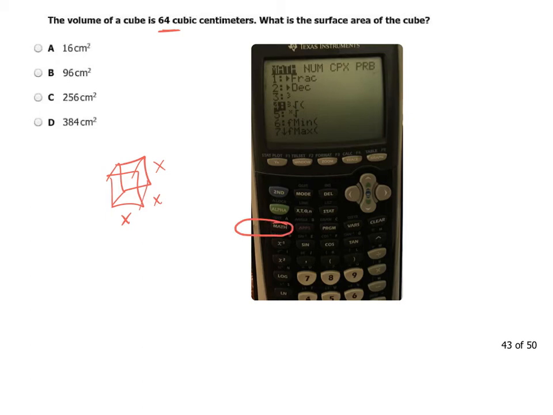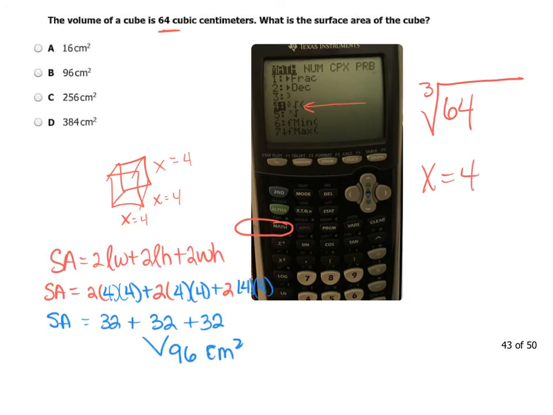And when you tap it, you can go down to button number 3, and it has cube root. So if you take the cube root of 64 and then hit enter, it'll tell you that your x is equal to 4. So that means each side of your box is 4, the height, the length, and the width. Now that we know that, we can find the surface area. So once we put it into the formula for surface area, we get the surface area is equal to 96 cubic centimeters.